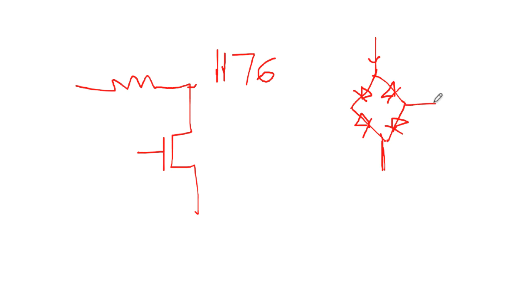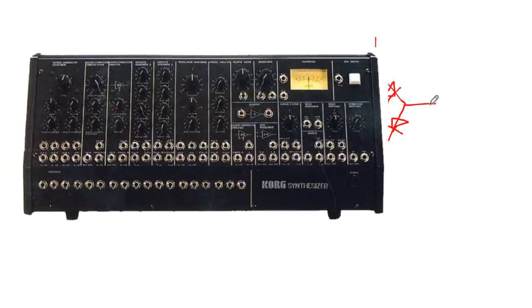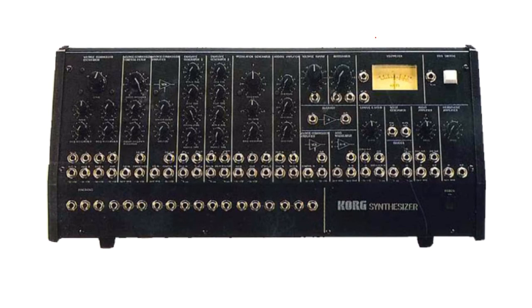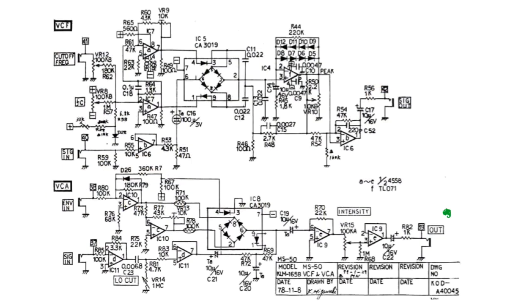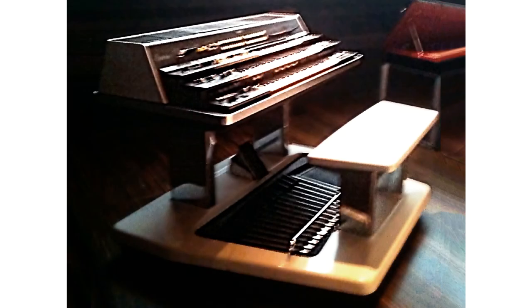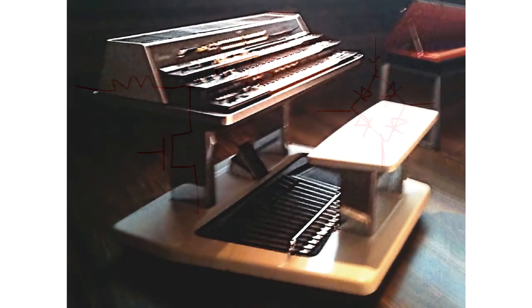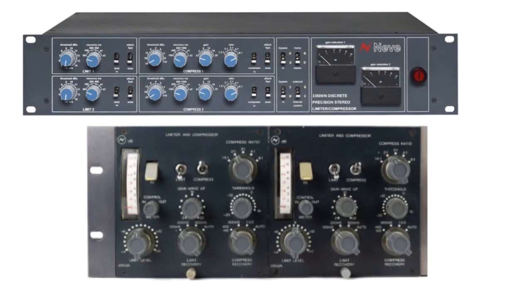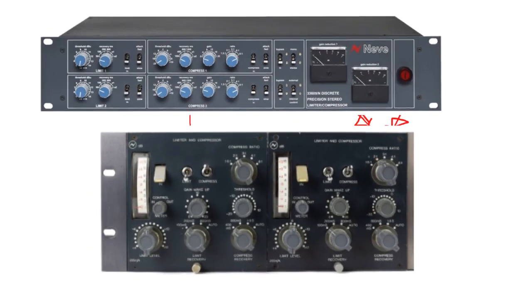But the idea is you can put your signals through here, and you can build either filters or voltage-controlled amplifiers this way. So something like the Korg MS50 uses this structure in both its voltage-controlled amplifier and voltage-controlled filter. This is used in the voltage-controlled filter in the Yamaha CS80. And very famously, this is used in some Neve compressors.